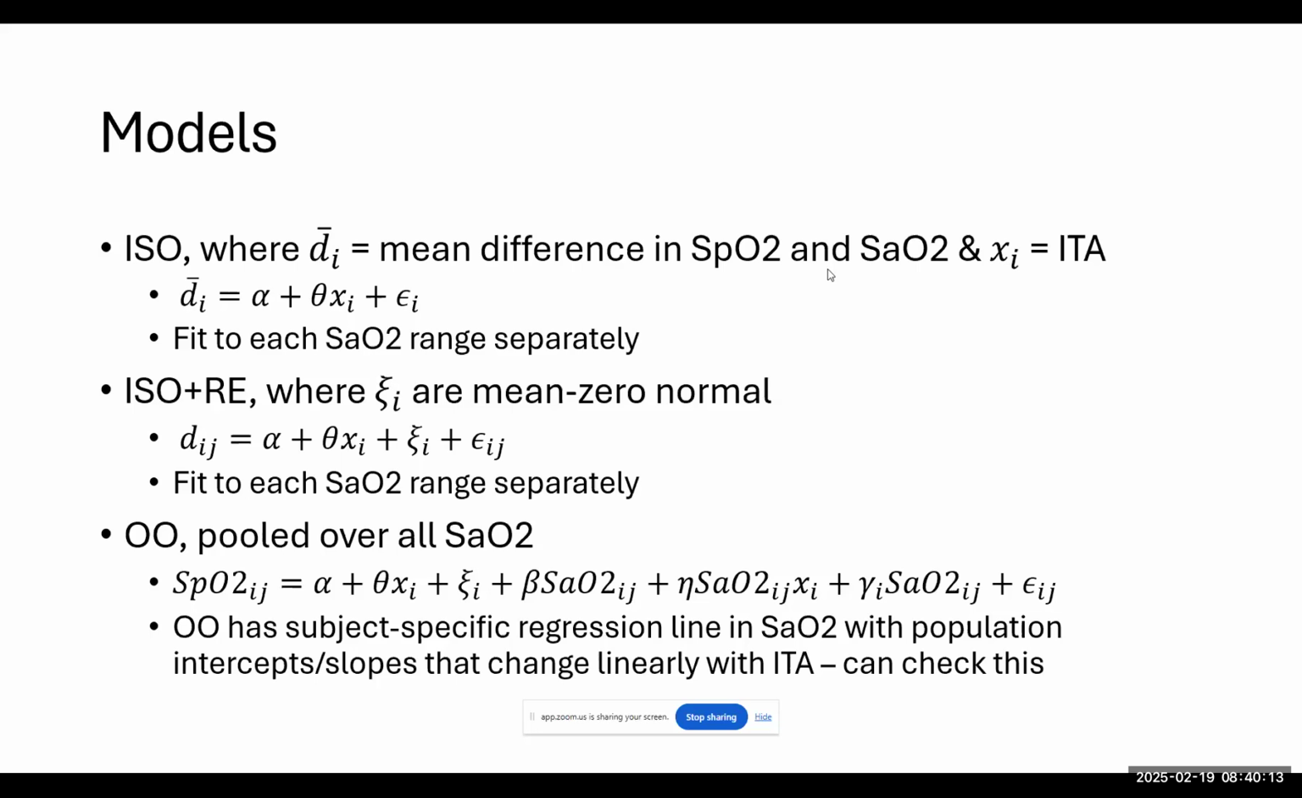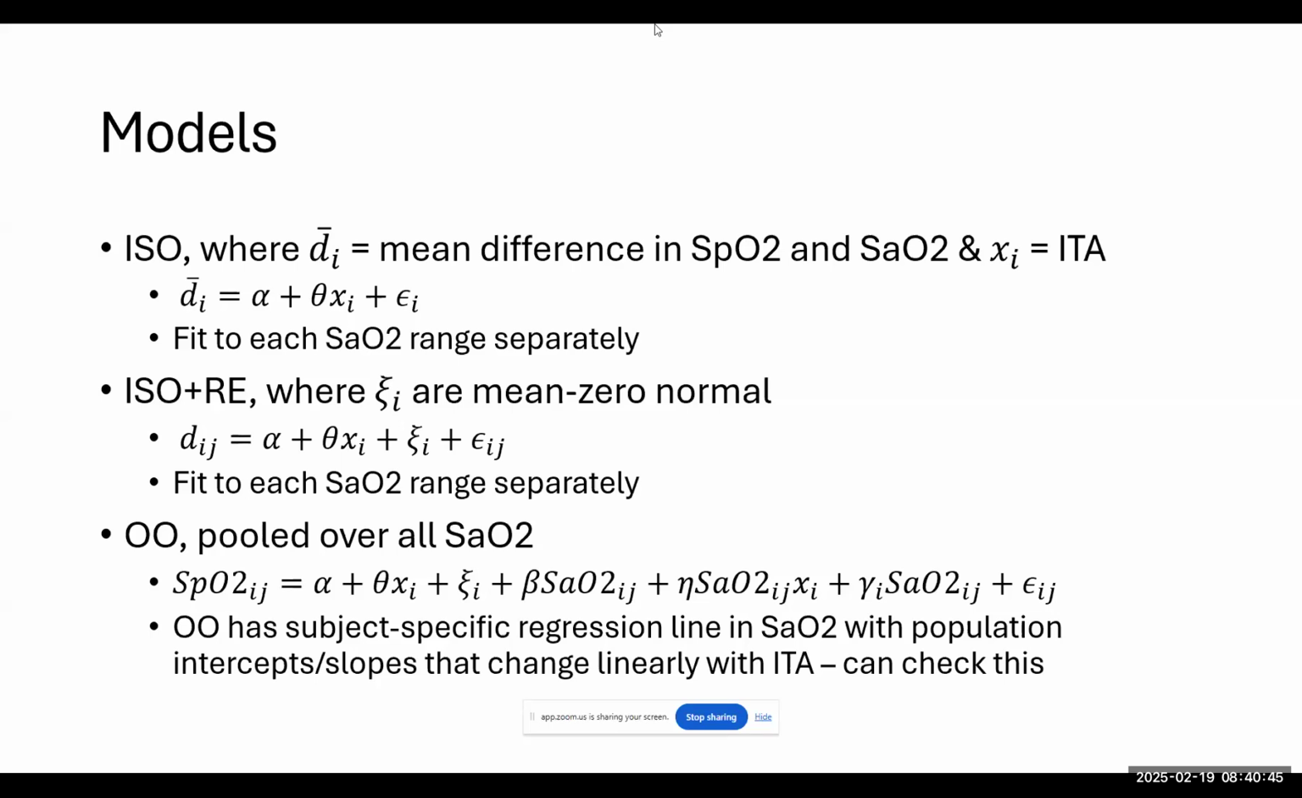And then the OpenOx symmetry model on the bottom has a separate subject-specific line, intercept and slope, for each subject. There's a few more assumptions there. I do have one plot coming up where we check it and it does make sense. For most of the sensors we looked at, the linearity in both ITA and saturation was pretty good, but in some it wasn't. In some there was some curvature. And yeah, just leave it there.